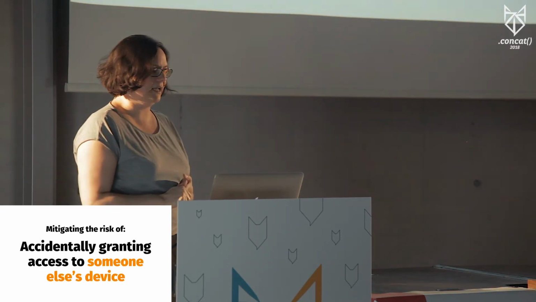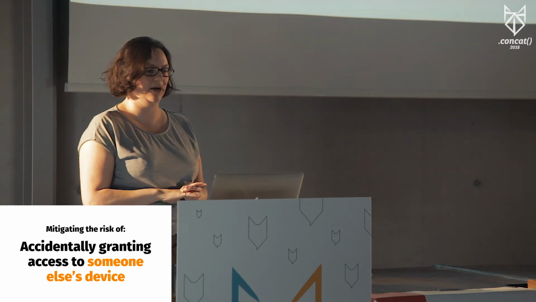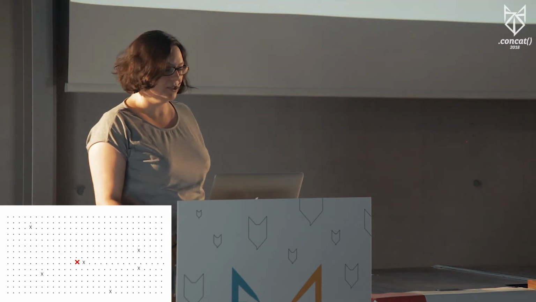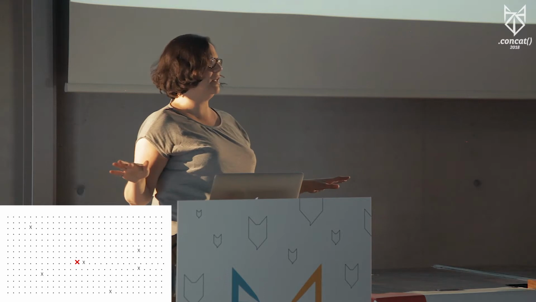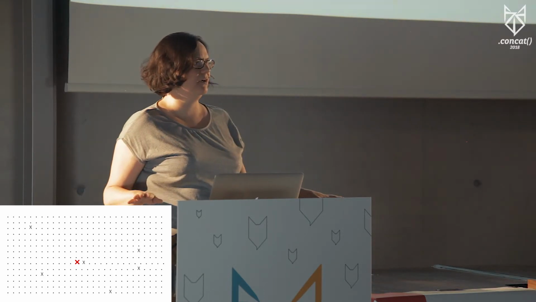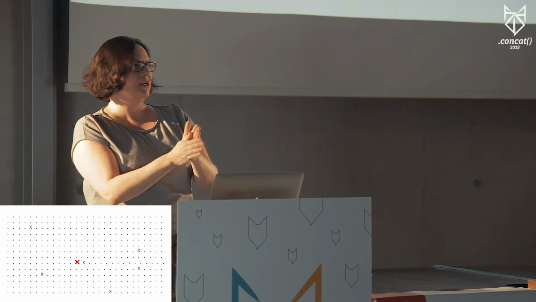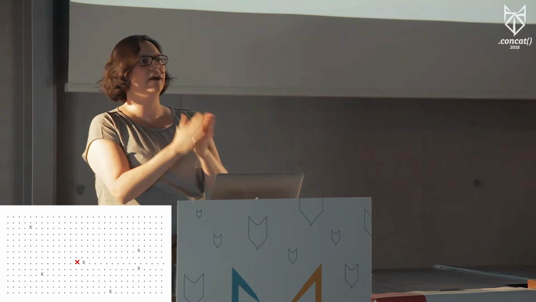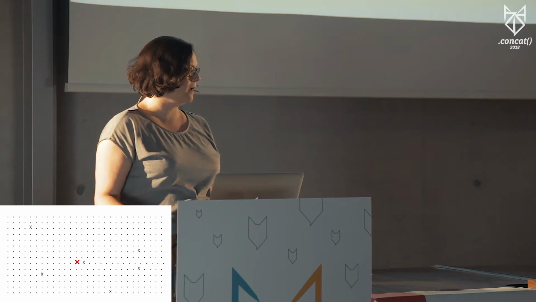So how do you mitigate the risk of accidentally granting access to someone else's device? You use a sparse usage of codes. So if someone accidentally types something very similar to what you told them, it's really unlikely that it's actually a valid code out there. Because if there are two that are so similar, you're not using sparse enough codes. It should be very unlikely that a typo is going to land on another person's code.